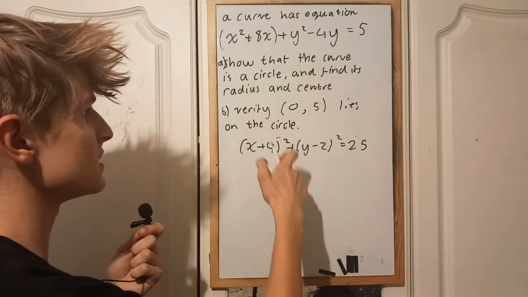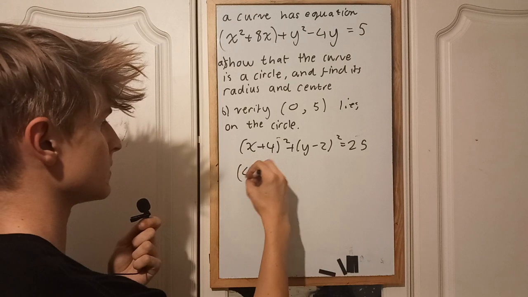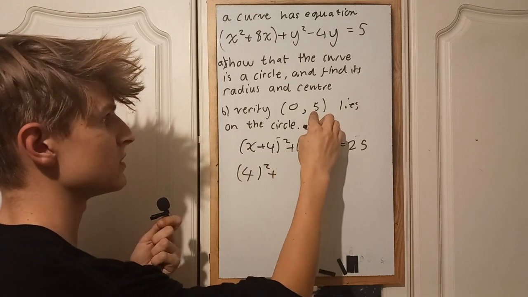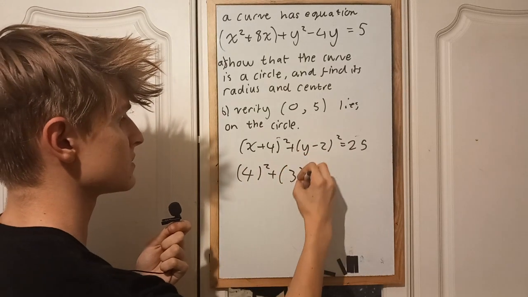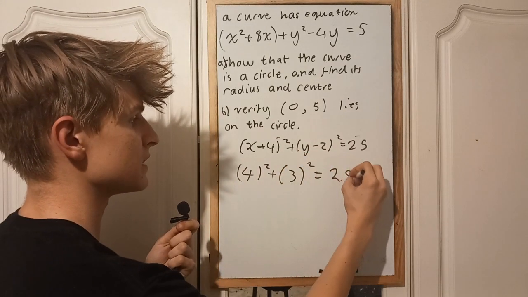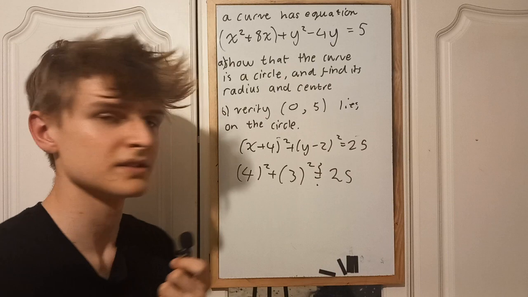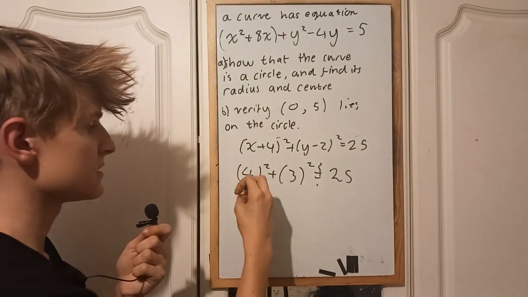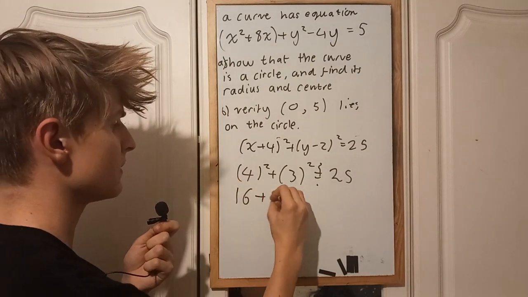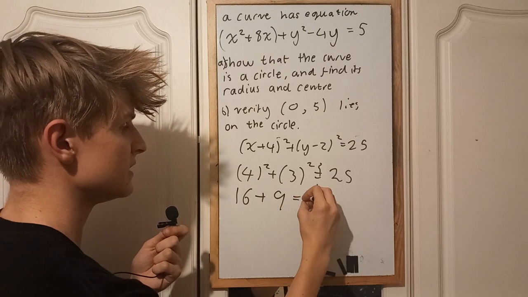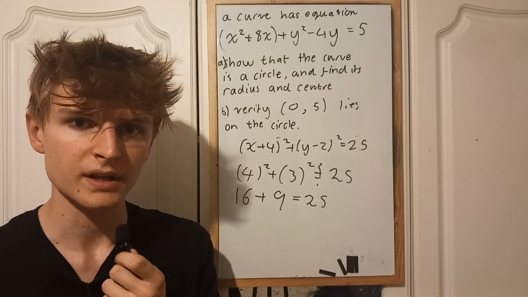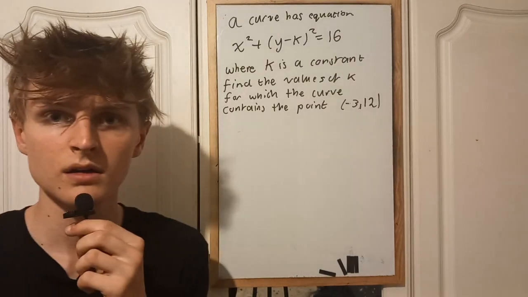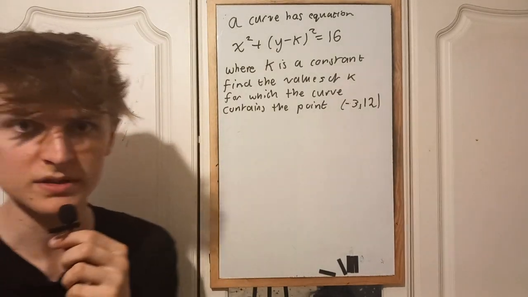So plugging in 0, we get just 4 squared, plus, and then plugging in y equals 5, 5 minus 2 is 3, we get 3 squared, and we want that to equal 25. I'll put a little question mark over the equals. 4 squared, 16. 3 squared, 9. Add them together, you get indeed 25. Absolutely fandabidozy.